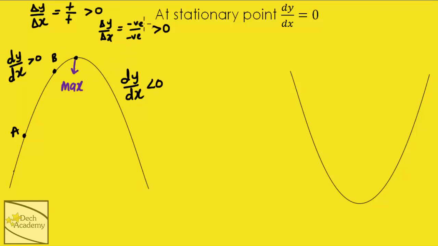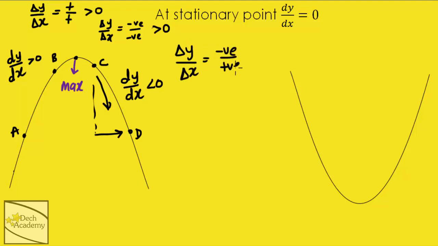To the right of the maximum, the opposite happens. The change in y is always opposite to the change in x. If we move from this point C to this point D, in this direction, the x coordinate is increasing because we're moving to the right, but the y coordinate is decreasing because we're moving downwards. So in that case, delta y is negative, but delta x is positive. I know that a negative number divided by a positive number is a negative number. So delta y divided by delta x is less than 0.